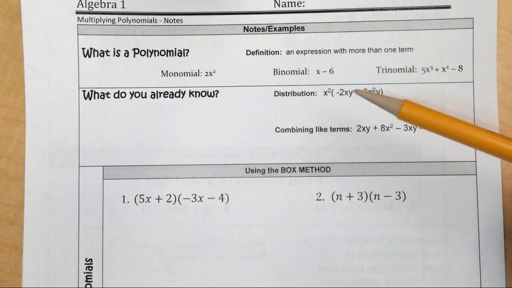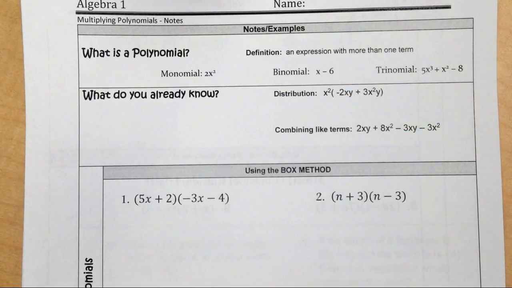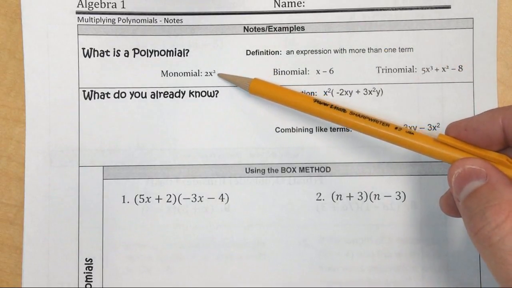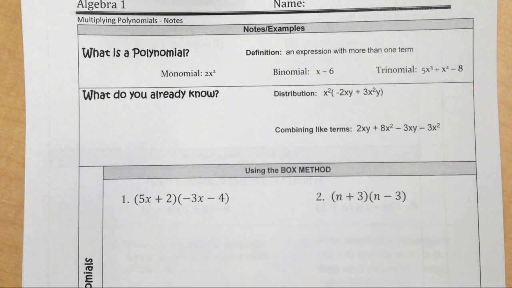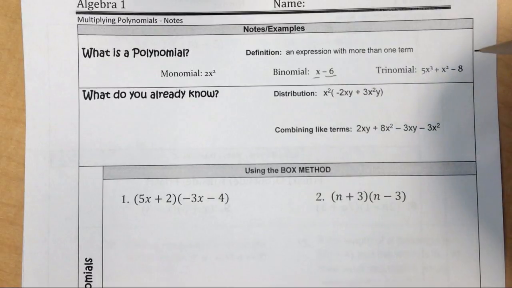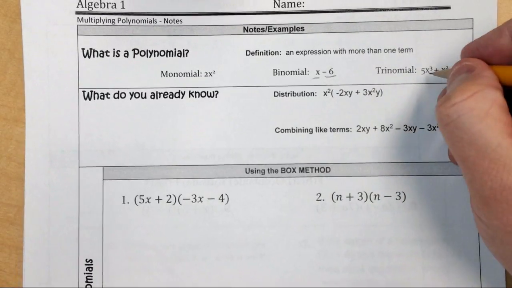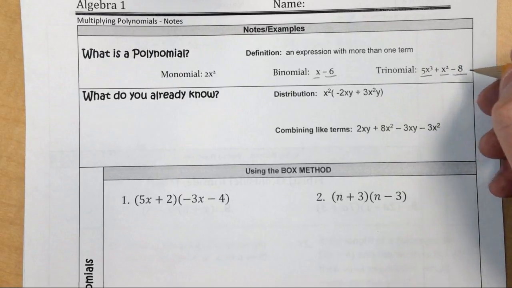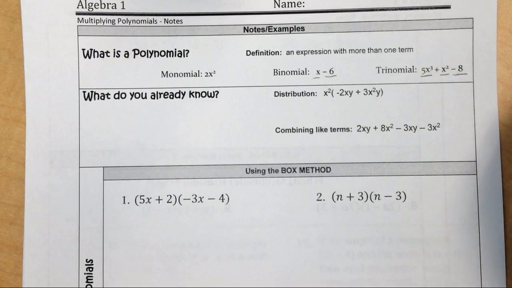So first of all, let's talk about what a polynomial is. A polynomial is an expression with one or more terms. So when I say term, like this is a monomial, this is one term, 2x squared. Binomial, we're going to have two terms. So that would be like x is one term, and then -6 is a second term. Then a trinomial would have three terms, and I'm just going to underline the three terms here. So notice basically the terms are separated by plus signs or minus signs. And so these are examples of polynomials.